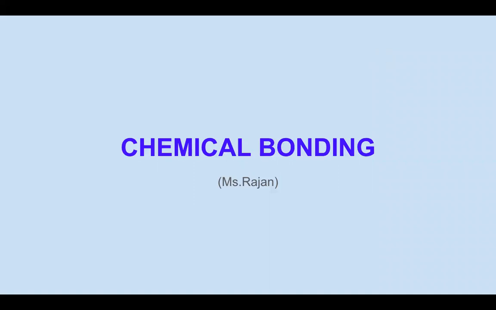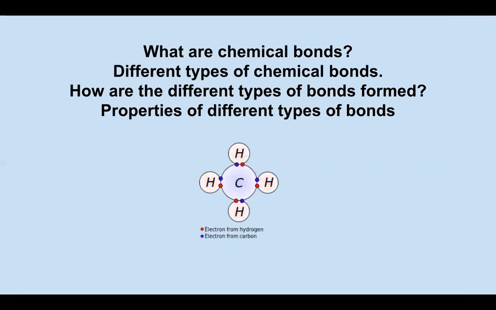Hi students, today we are going to learn about chemical bonding. What are the topics we are going to learn today? So what are chemical bonds? What are different types of chemical bonds? And how are they formed? And what are the properties of different types of bond? It will take a couple of days actually. So we will learn one by one with a lot of examples and activities in between.